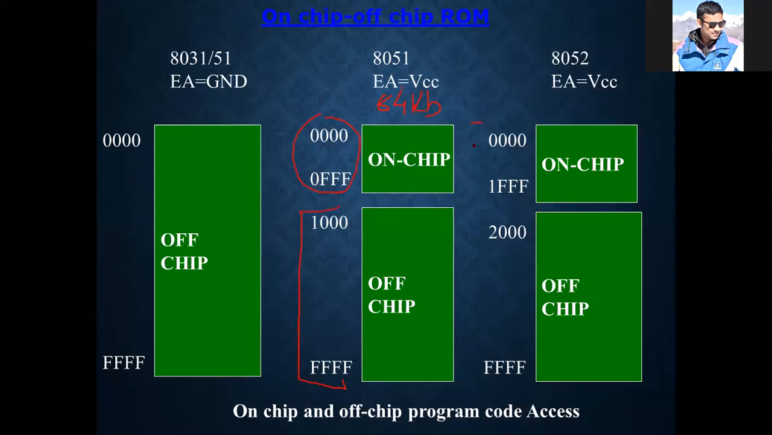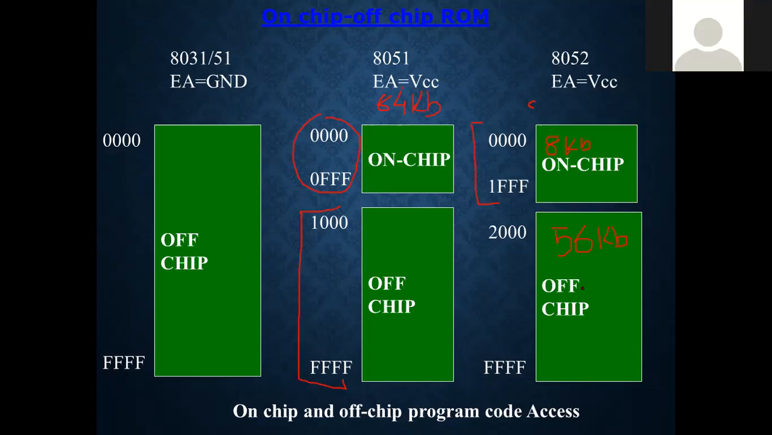Similarly here also, 8 kilobytes of on-chip ROM. On chip is 8 KB. Okay, so we can connect 56 kilobytes of external memory. Clear? So this is the concept. Okay. Yes, sir. Okay.